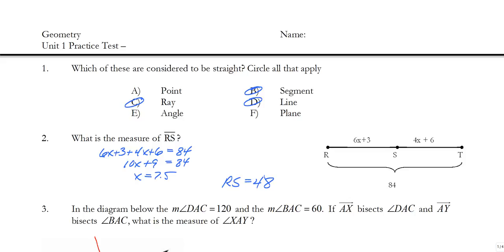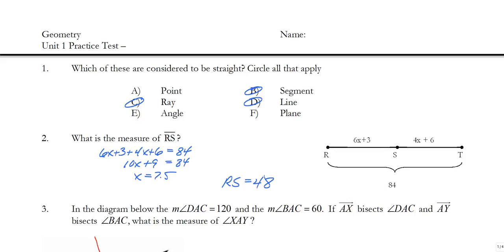So number 1, all it said is which ones are considered straight. That would be a line, ray, and a segment, because remember, a line is a straight line that goes forever and ever and ever in both directions. A ray only goes forever in one direction, and a segment has a start and a stop, but they're all part of a line, so those are the ones that are straight.